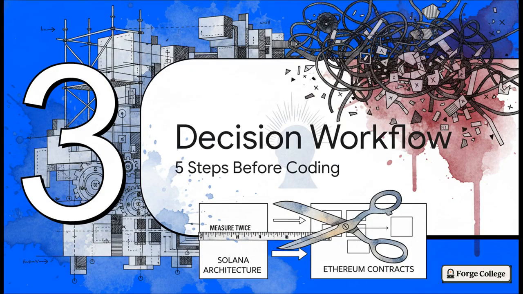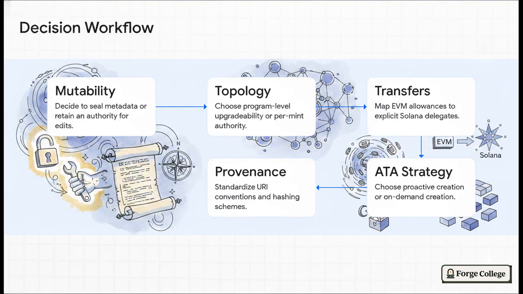Which brings us to Section 3, the decision workflow, 5 steps before you code. I am giving you fair warning right now. If you don't make these crucial architectural decisions at this exact stage, you are going to face some incredibly painful, migraine-inducing refactoring when you actually start writing your minting and transfer code. So measure twice, cut once.